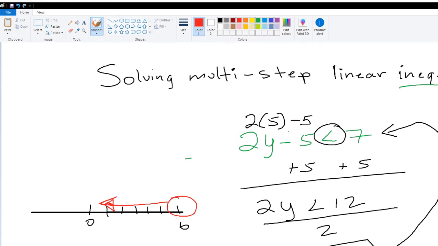Could it be 5.9? Absolutely. So anything less than 6. And to imply that 6 is not a solution, we leave an open circle. This means that the solution is not 6, but it's something less than 6. Alright, let's do a few more like this, multi-step inequalities.